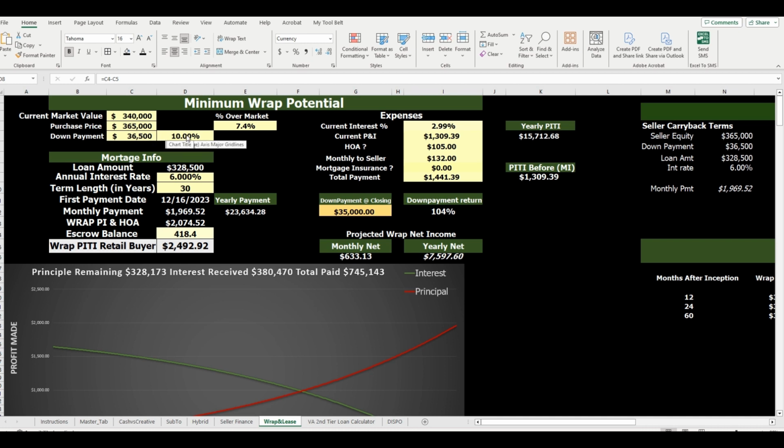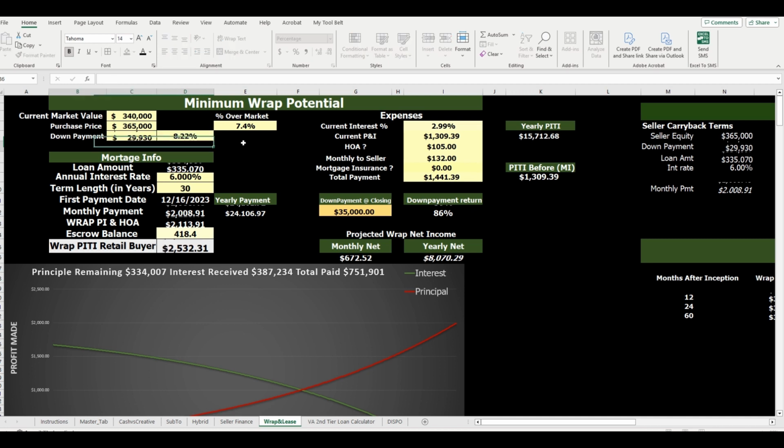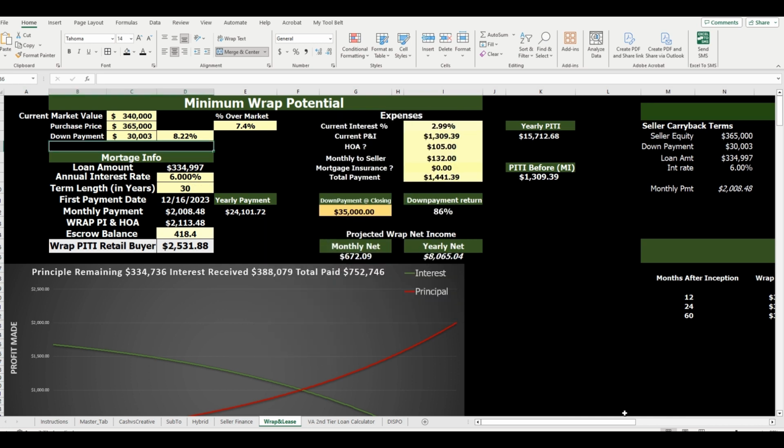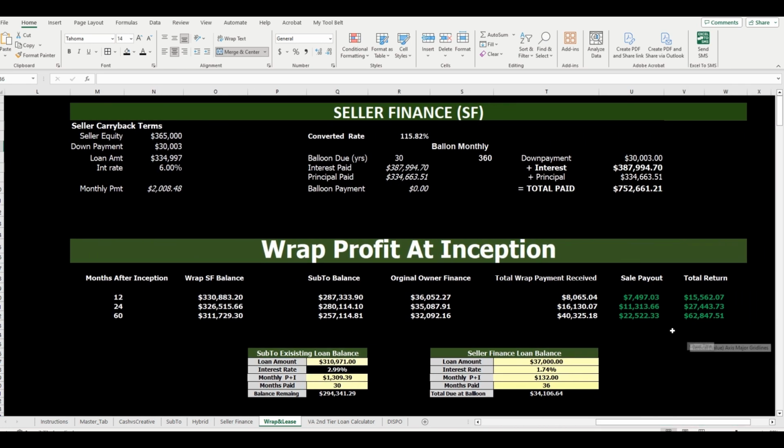So we can reduce the down payment. Let's try 9%. Let's go down to maybe 8.5. I want to try and target a down payment of $30,000. We can come up a little bit more. Okay, perfect. So at $334 loan amount, the new debt created is higher than the original debt on the property. If we take a look at the sale payout, I am in green territory.